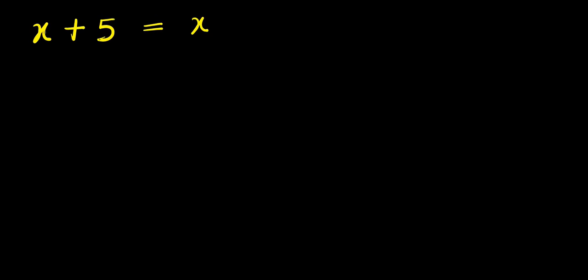Let's see how we can solve this linear equation. This is x plus 5 equals x. So we solve for the value of x. Now, let's start by taking the squares of both sides of this equation.